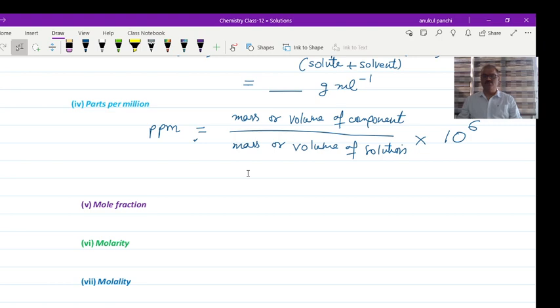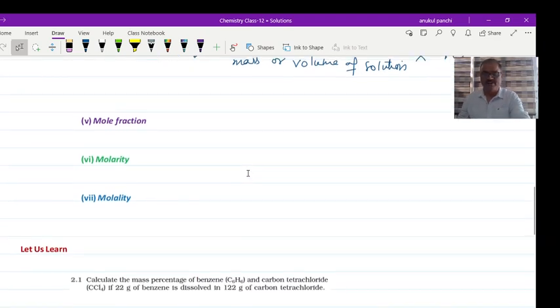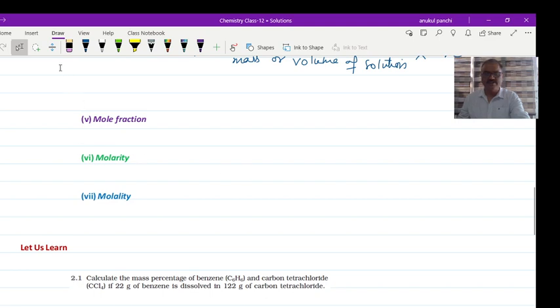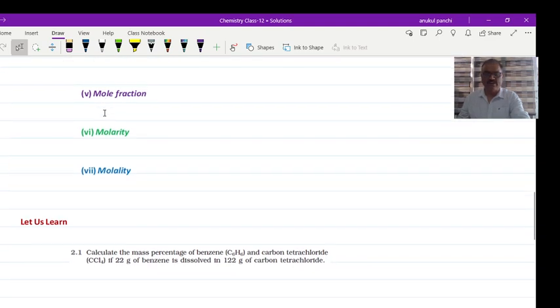So when a solution is very dilute, then we replace percent by per million. Pollution is reported in per million terms. I think you got it. We will solve numericals based upon these formulas, then your understanding will be much better. Okay, now let us move to the fifth method of finding concentration, that is mole fraction.